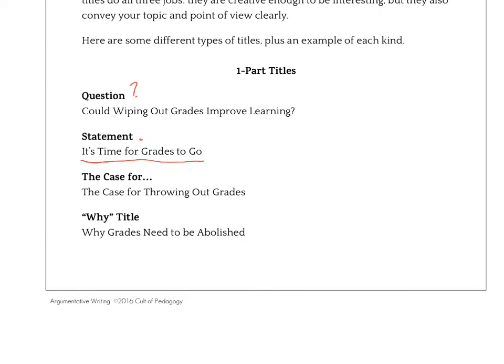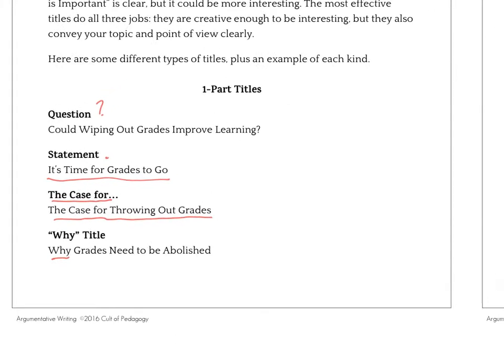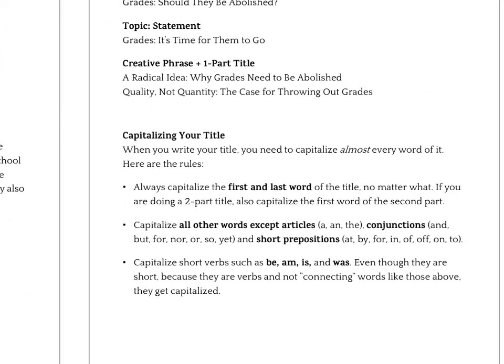Another kind of fun one is to use this sentence starter, "the case for." So it could say, "the case for throwing out grades." So we know that this is going to be about grades, but it's going to be about getting rid of grades. And then you can also use a why title, "why grades need to be abolished." So we know clearly that it's going to be about grading, but it's going to be a negative slant towards getting rid of them.